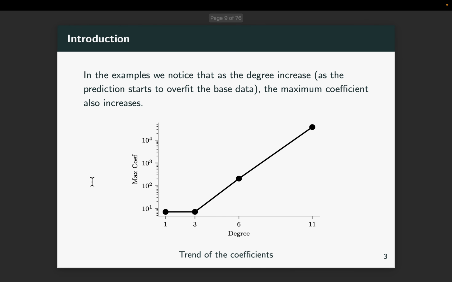So in this example, I had a different data set and I was looking at the maximum coefficient with respect to the degree of the polynomial. I have purposefully drawn the y-axis on a logarithmic scale to show the magnitude of difference, and you can see that there is a huge magnitude of difference as we increase the degree. So what can we do to address this problem now?